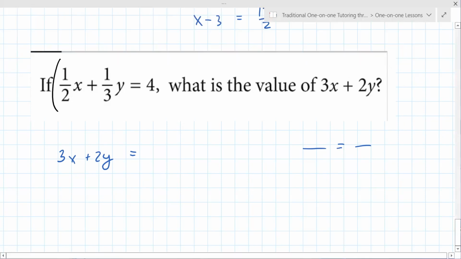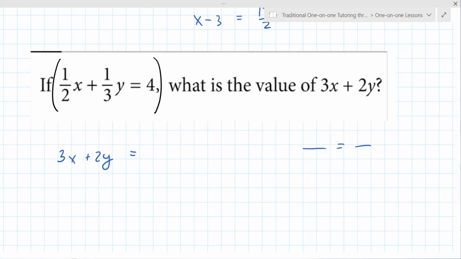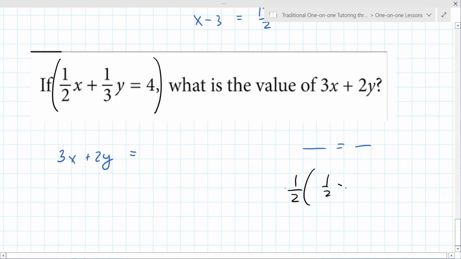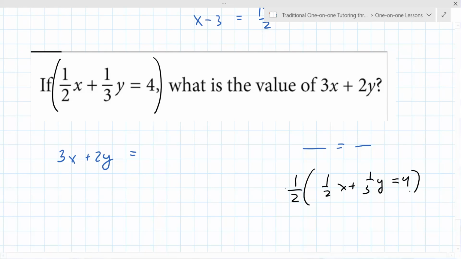Is there a number that you could multiply it by to get 3x plus 2y? One half. So let me show you what you just said. You said, I'm going to multiply everything by 1/2. Wait, no, because then it'd make it 1/4. Yeah, and it gets smaller. So it's got to be a whole number. Would it be 2 then?